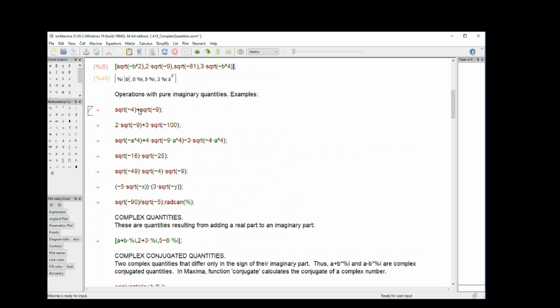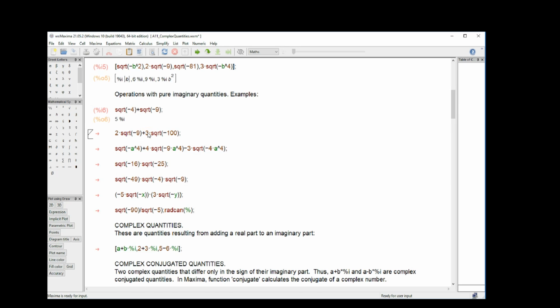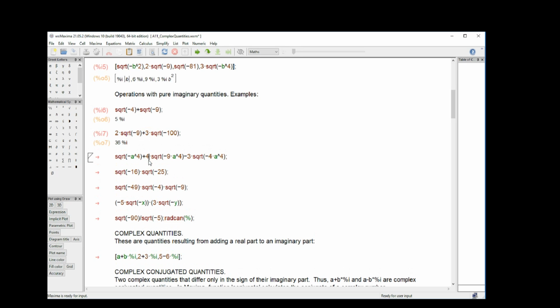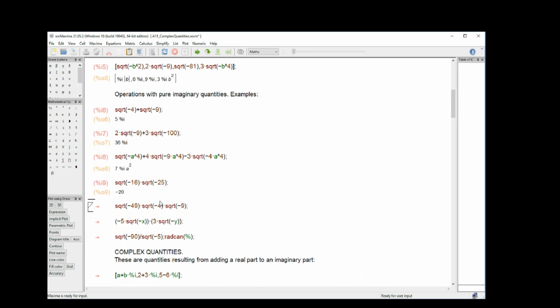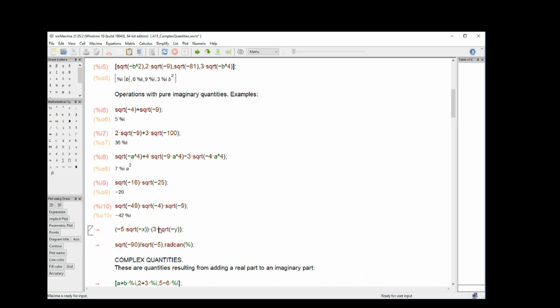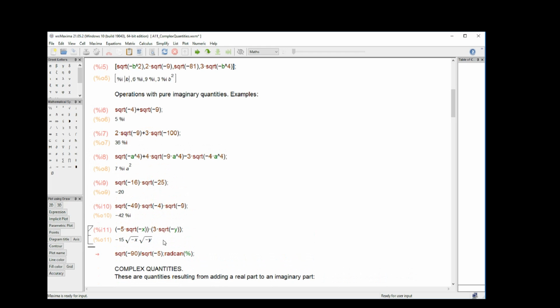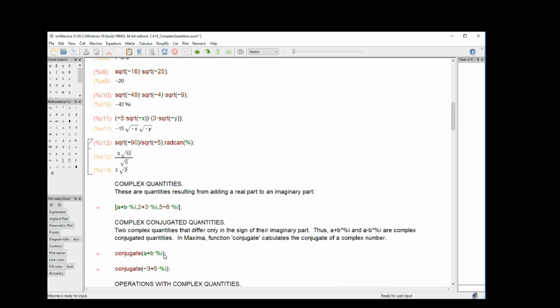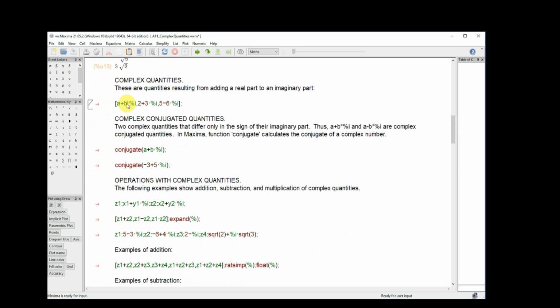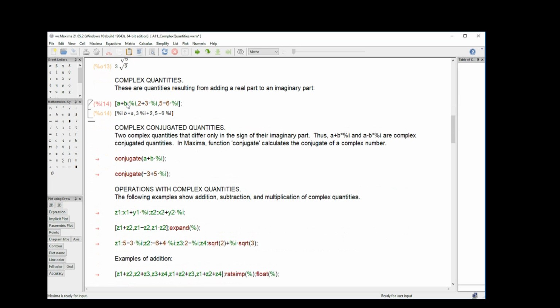Operation with purely imaginary quantities. You just end up summarizing results in terms of i. This one turns out to be a real number. This one imaginary. This one's real. And the last one, it's real. Now, when you add a real number to an imaginary number, you get what is called a complex number or a complex quantity.